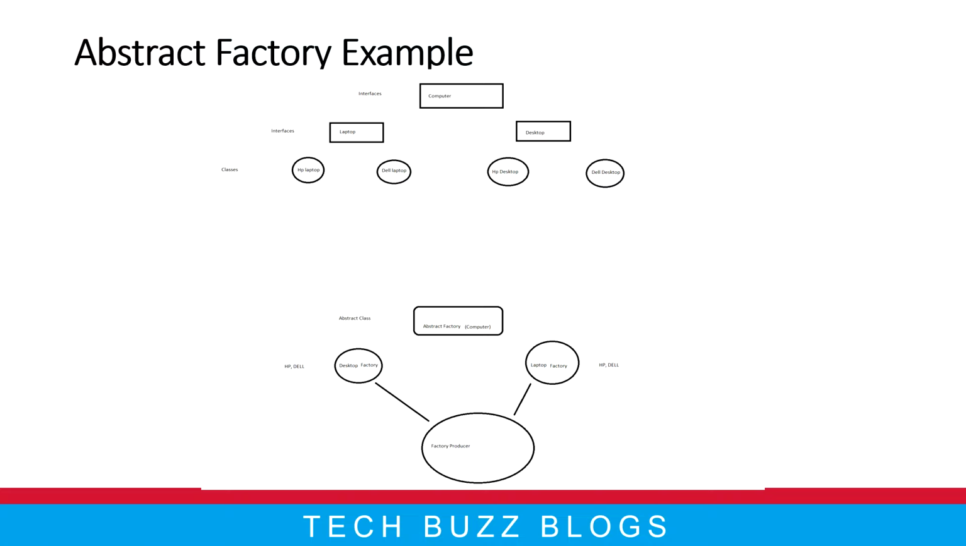Okay, now jumping into abstract factory logic. Basically, I am going to create one abstract class, which should have one method. That method should return the computer object. What is the computer object here?